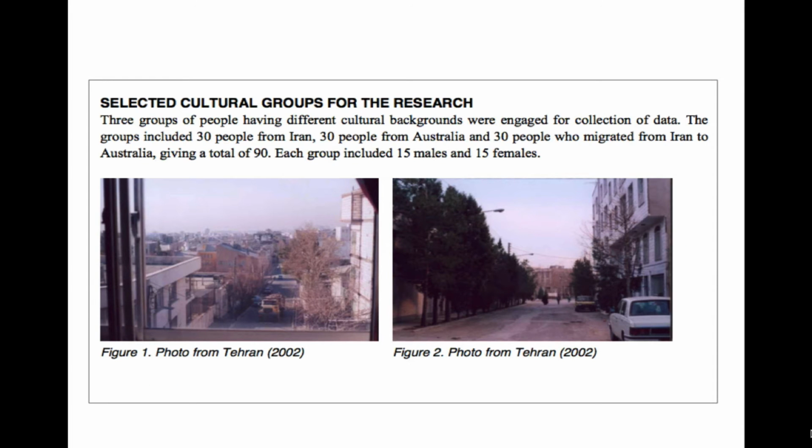So here from our article on houses in Iran and Australia, we have a section that talks to us about the different participants. And you can see that the groups included 30 people from Iran, 30 people from Australia, and 30 people who actually migrated from Iran to Australia, giving the total number of participants 90.